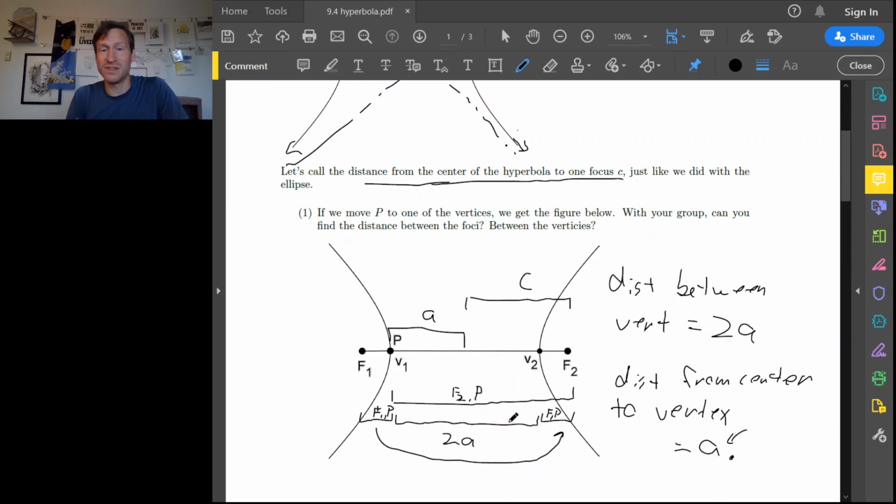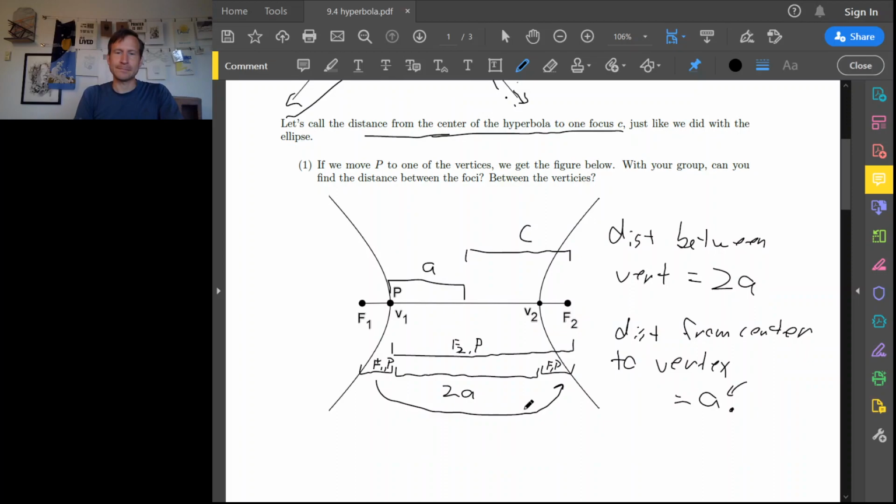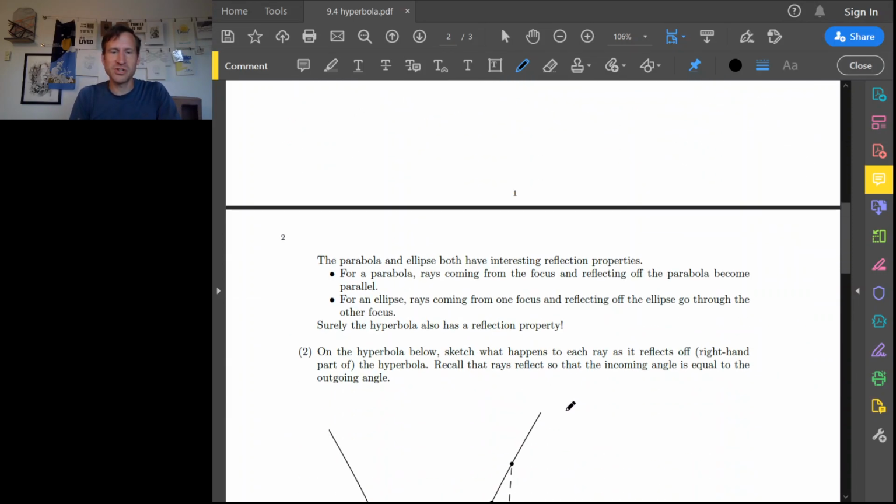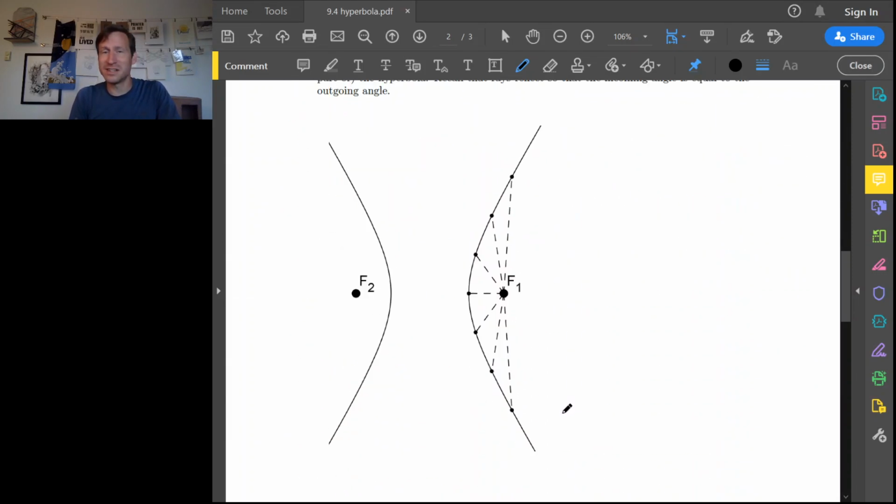All right, go ahead and pause the video and work on number 2. Okay, so for number 2, remember for parabolas and ellipses, we have these nice reflection properties. It seems like if there's any justice in the universe, there ought to be a nice reflection property for hyperbolas. So let's sketch what happens to rays that are emanating from focus number 1 here.